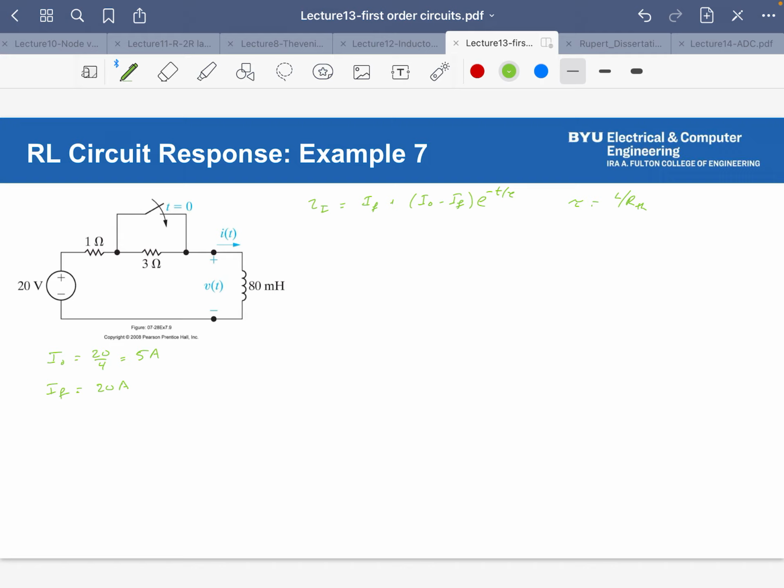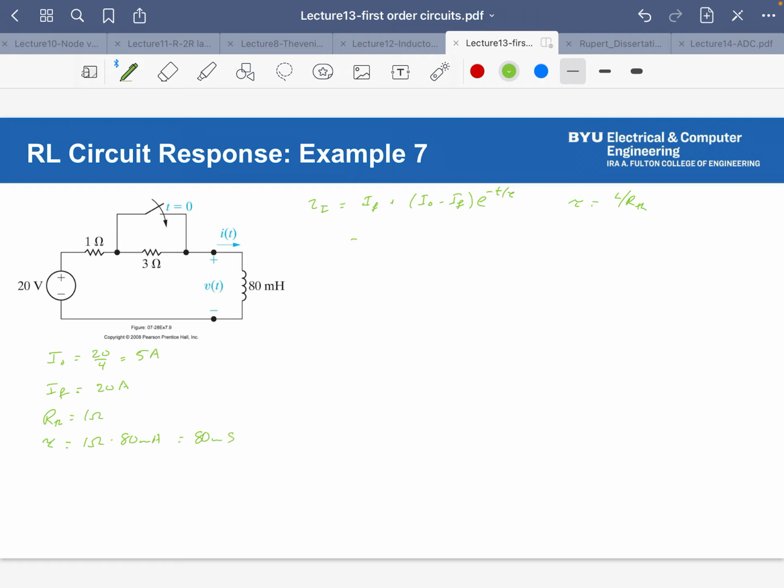Okay, now when the circuit is closed, that's when we want to find the Thevenin equivalent. So this is closed, this is basically not there. We look back in, what is the Thevenin equivalent resistance? It's going to be 1. So RTH is going to be 1 ohm, which means that tau is going to be 1 ohm times 80 millihenry. So it's going to be 80 milliseconds.